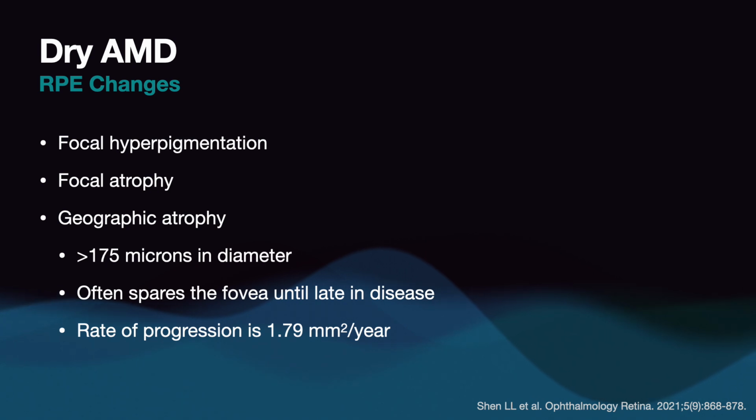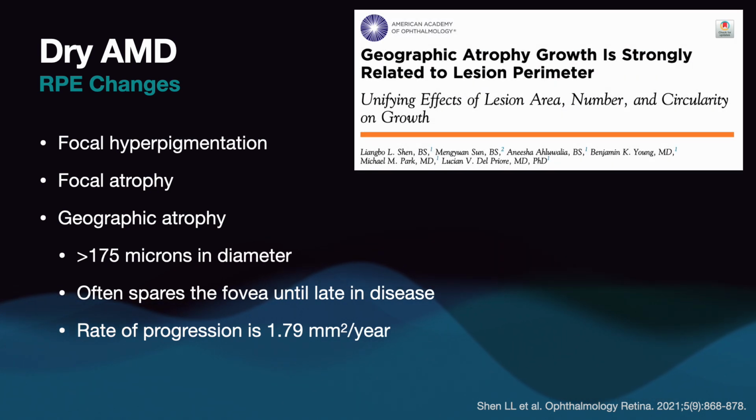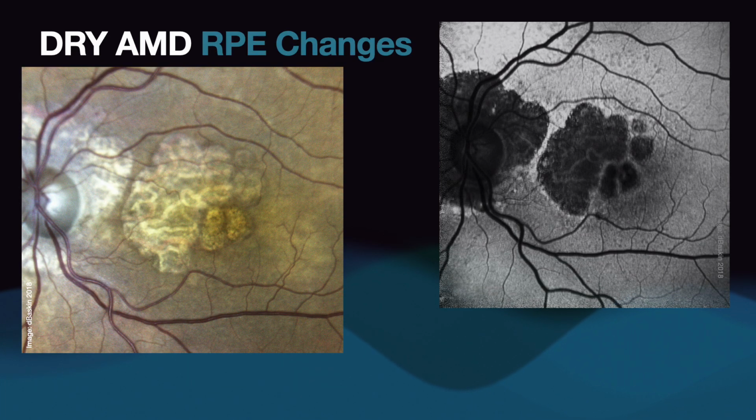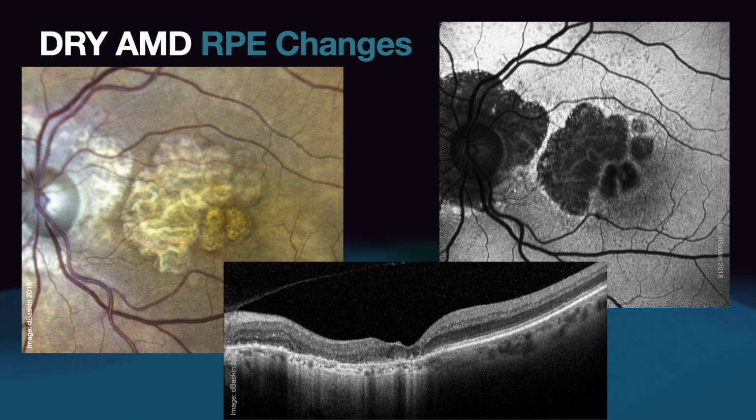The rate of progression is here. That's not a really great number. I wouldn't memorize that. We think GA growth is strongly related to lesion perimeter. I hope that the BCSC incorporates this article in the future. Great insight. And here we see some typical pictures of GA.